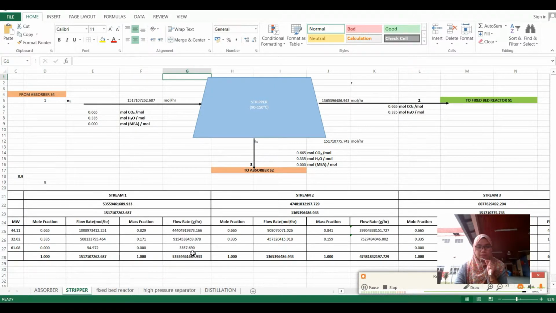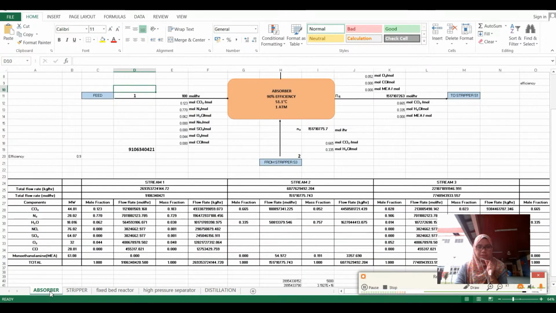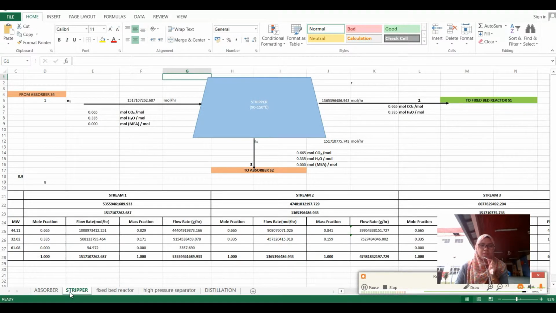So the efficiency of the absorber is 90% with a temperature of 51.1 degrees Celsius at 1 atm, while the stripper is at 90 to 150 degrees Celsius.